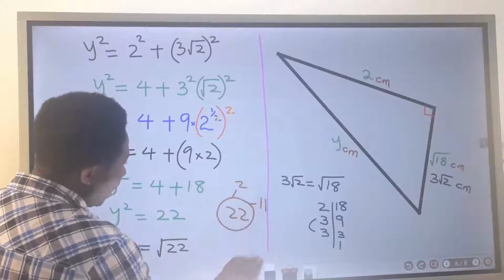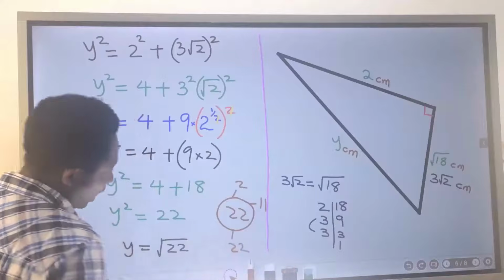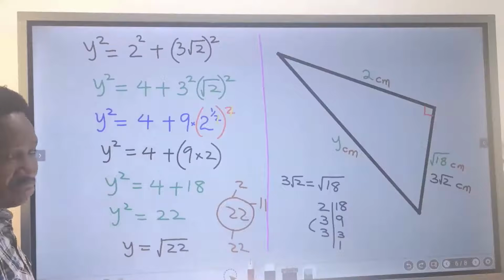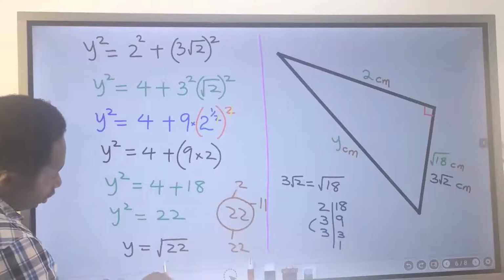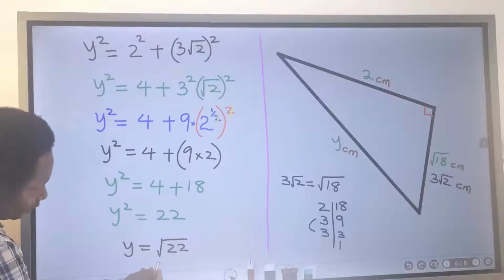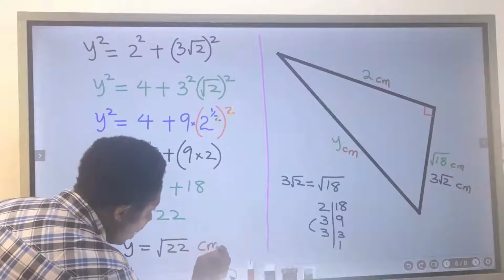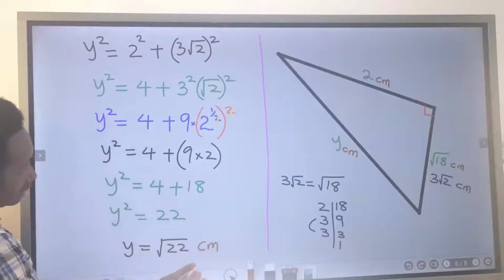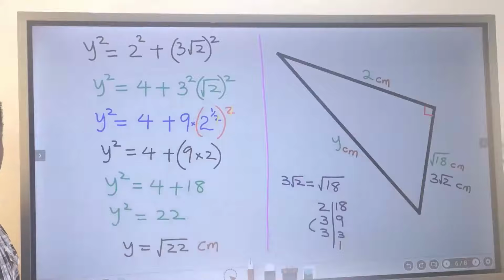But 11 can go into 22 without a remainder. 22 can also go into 22 without a remainder. There are no two combinations that will give us 22 here. The square root of 22 cannot be broken down any further in surd form, and we're going to leave our answer here. Centimeters, because we have centimeters as the length. We have found the value of our y, leaving our answer in surd form.